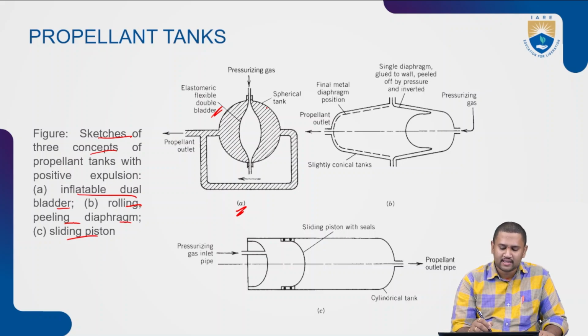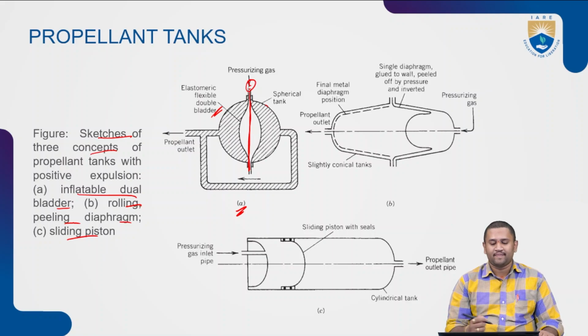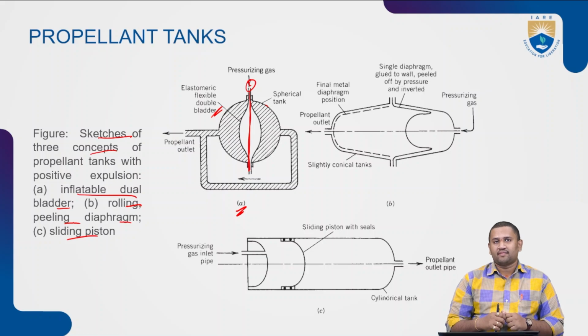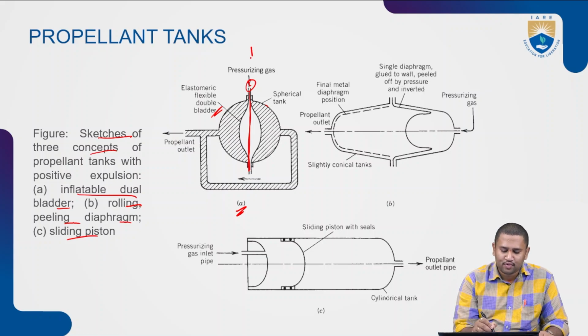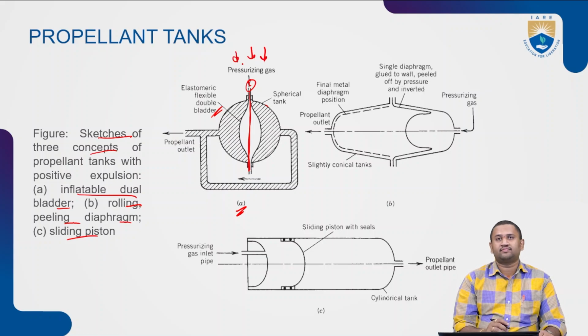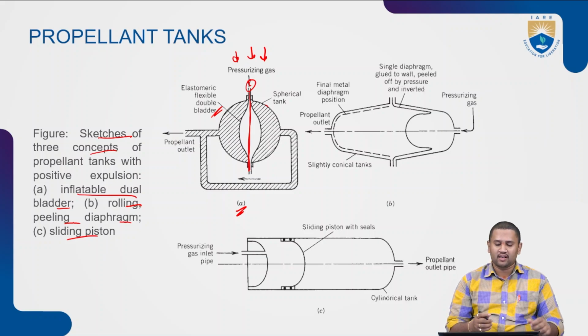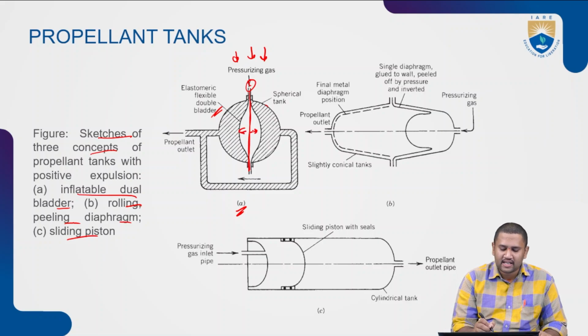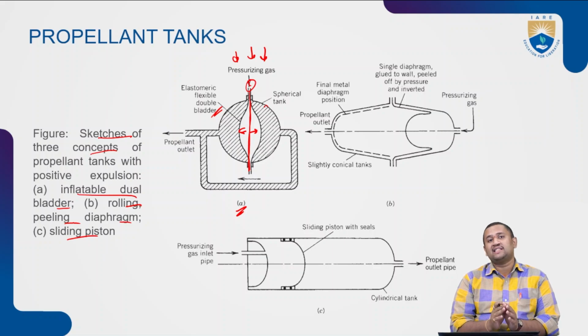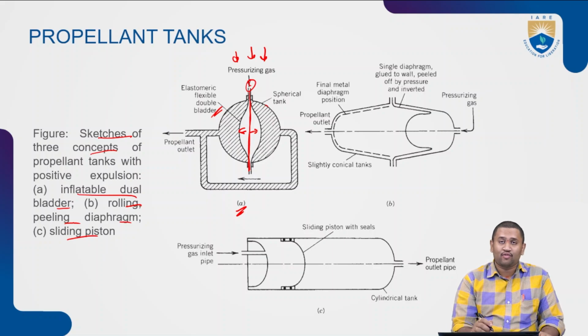Now what happens to this? In a spherical tank, initially we keep a thin bladder which is connected to an internal tubing of pressurizing gas. Now as the propellant is getting out, based on that rate we push the gas inside the bladder. So it expands, creating a small void at the center of the tank. Now as the void is created, it pushes the fluid out towards the propellant outlet.